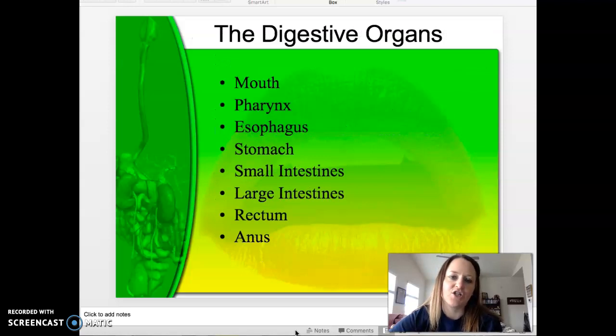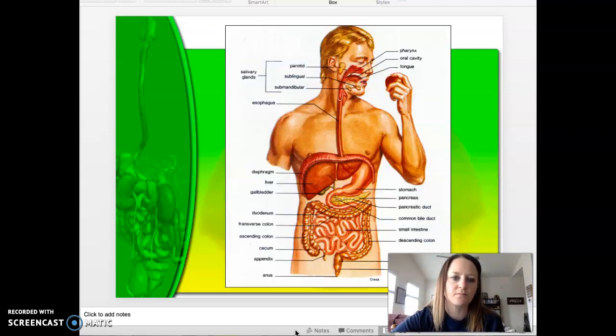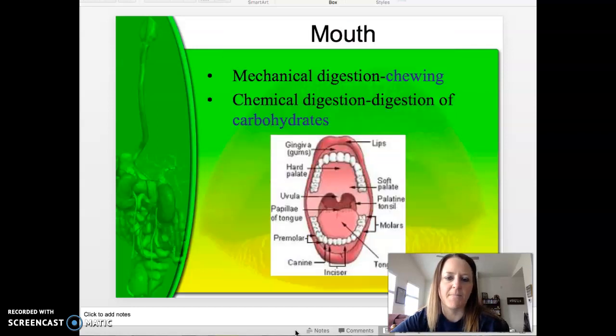Here are the digestive organs that we're going to talk about. So you have the mouth, the pharynx, esophagus, the stomach, small and large intestines, the rectum, and then the anus, which is at the end. So we start at the top, and then we're going down to the bottom here. Here's a picture of all of that, but we'll get into it.